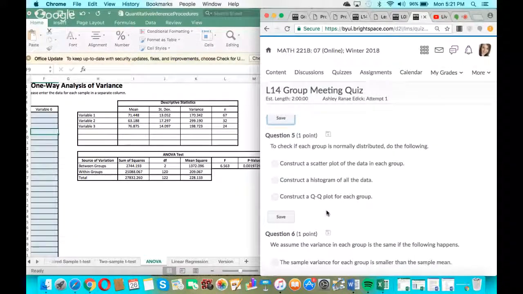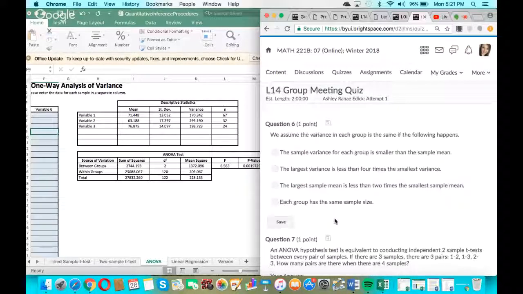To check if each group is normally distributed, do the following. Construct a Q-Q plot? That's it, right? Yeah. Okay, we assume the variance in each group is the same if the following happens. The second one? Yeah.